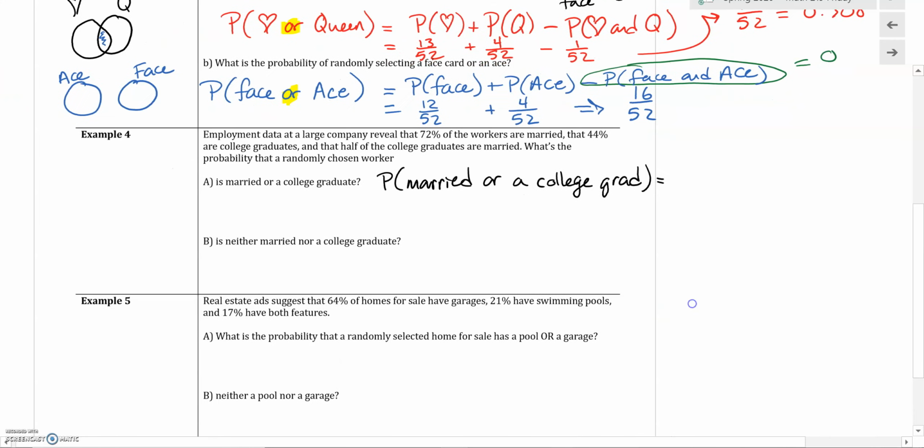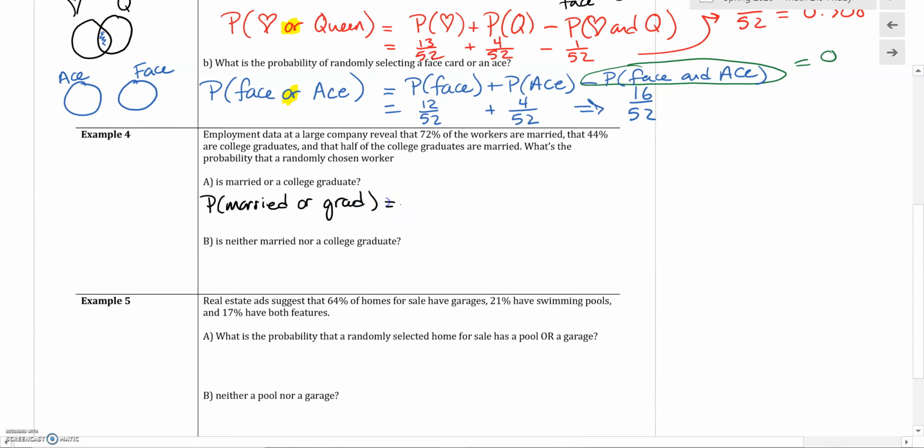Okay. You know what? I need more space. I'm going to write it down here. Probability married or grad. All right. Well, it's an or statement, so I know that I've got two events. In this case, I believe there's some overlap, so I'm going to have to find the probability of one event happening, the probability they're married, plus the probability that they're a grad or a college graduate. And then let's see, is there any overlap? 72% of workers are married, 44% are college grads, and half of the grads are married. So yes, I then need to remove the probability that I select a worker that is married and a grad.